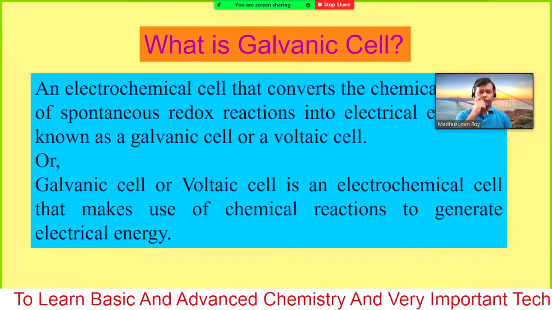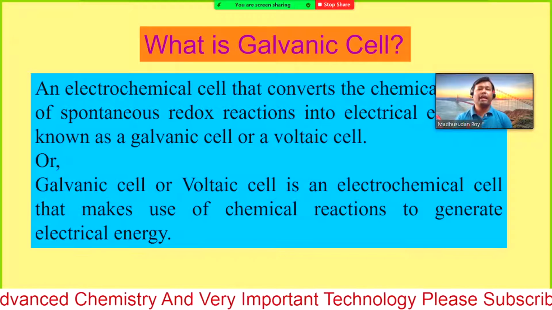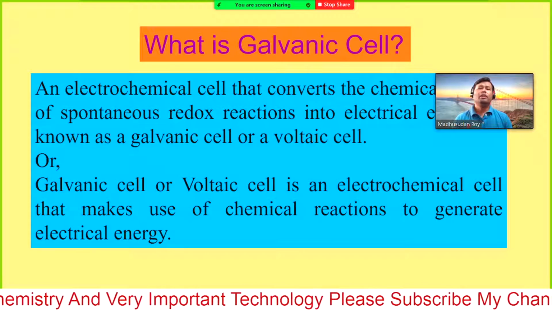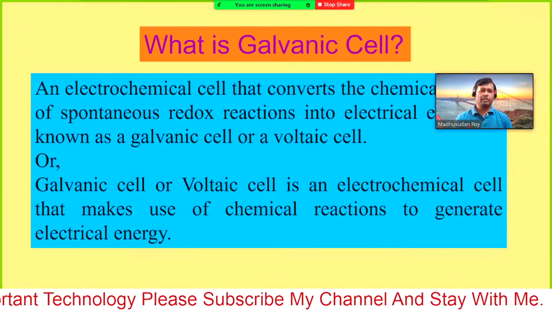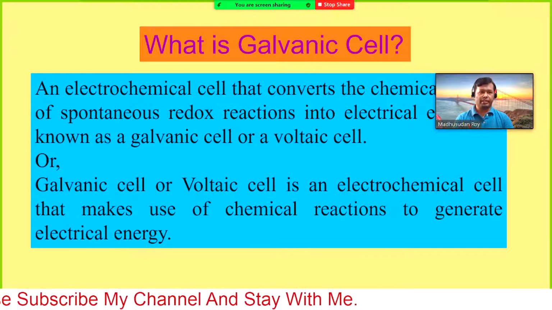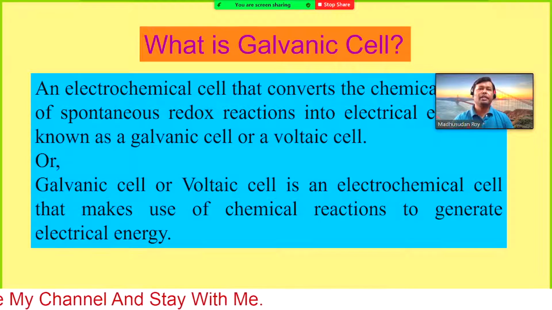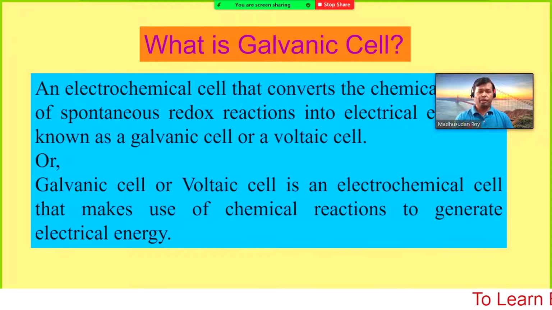Even during cooking, we use some gas, methane gas. The reaction between methane and oxygen is spontaneous. So we are getting some energy as a side product of the reaction. We get carbon dioxide and water vapor, and at the same time we get some energy so that we can cook.